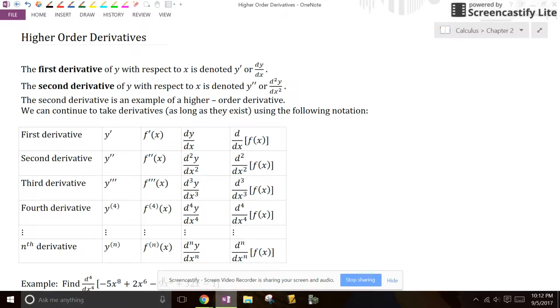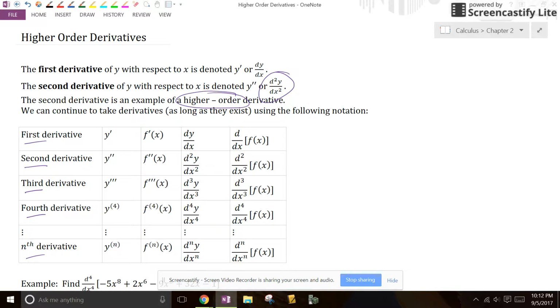Now, there's nothing stopping you from taking the derivative of a derivative. So you can, and we call that the second derivative, or y double prime, or d squared y over dx squared. The second derivative is an example of what we call a higher order derivative. When you take a derivative of a derivative, that's a higher order derivative. You can take the first, second, third, fourth, or forever. You can take as many derivatives as possible until eventually you're just going to get zeros.